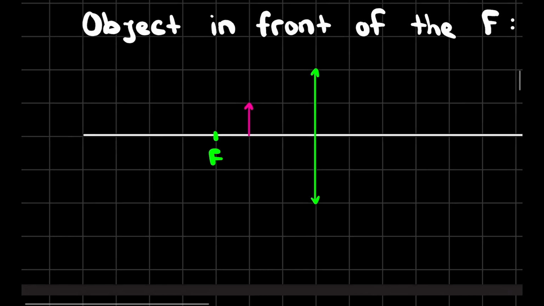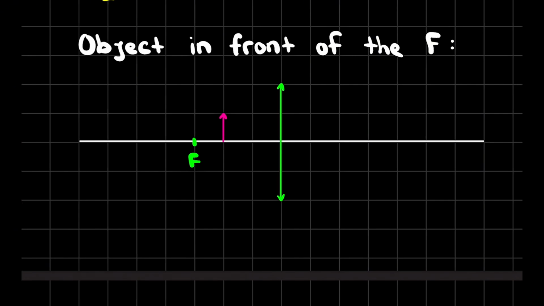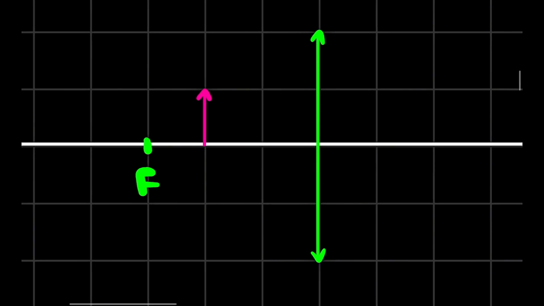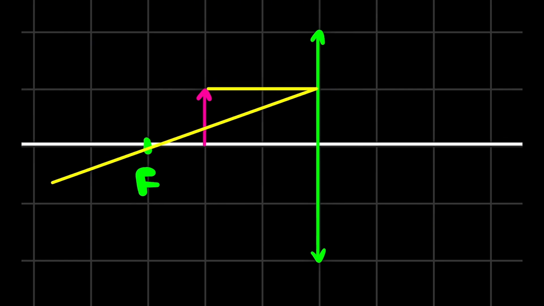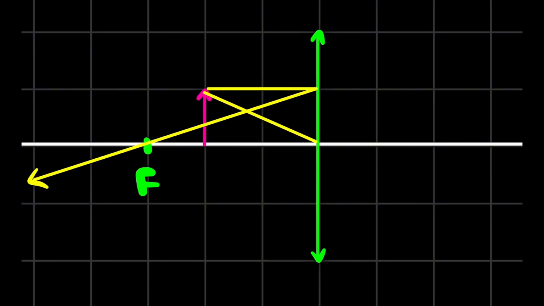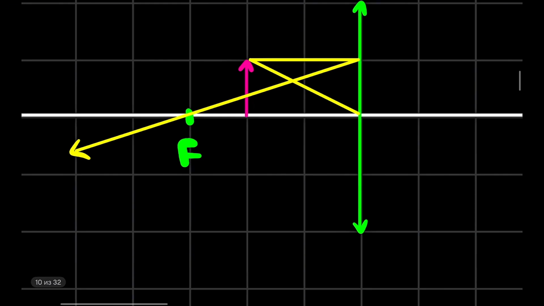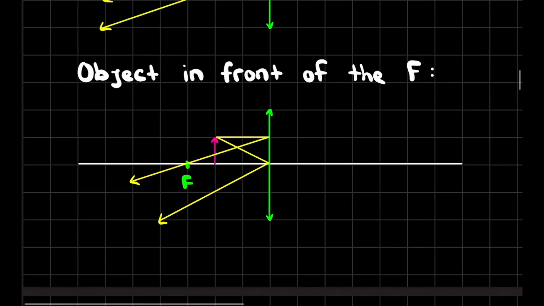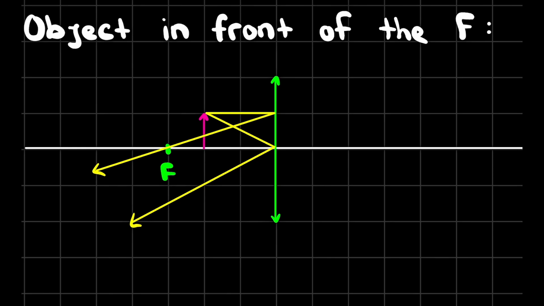Let's talk about this one. What would happen to the object if it was in front of the F? Okay, it would be something like this. The first line, which is straight, then goes through the focal point. The one which goes at some angle, it goes at the same angle, right? You can definitely see it. It's the same as in our converging lens. These two lines will have more and more distance.